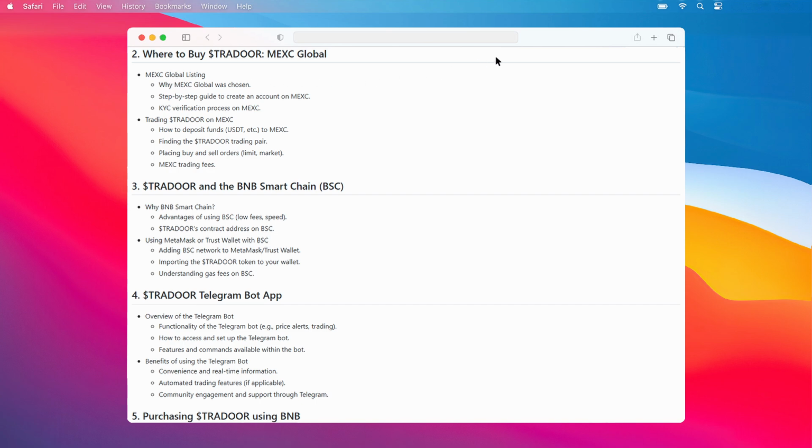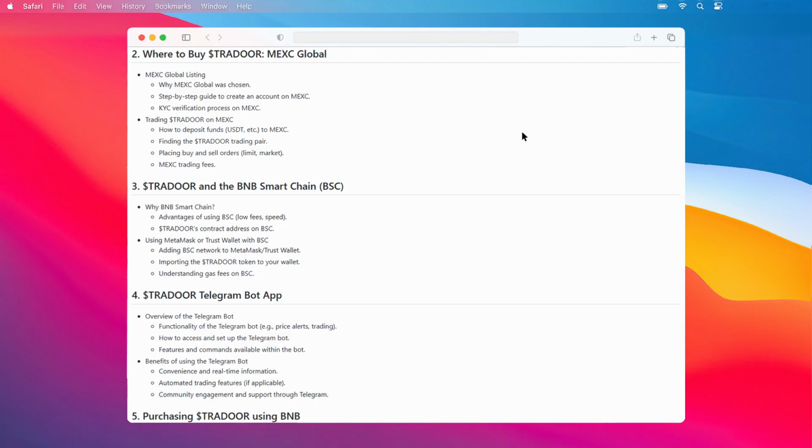Moving on, we'll discuss Tradoor's integration with the BNB Smart Chain, or BSC. We'll explain the advantages of using BSC, such as its low fees and speed, and then provide the contract address for Tradoor on the BSC network.